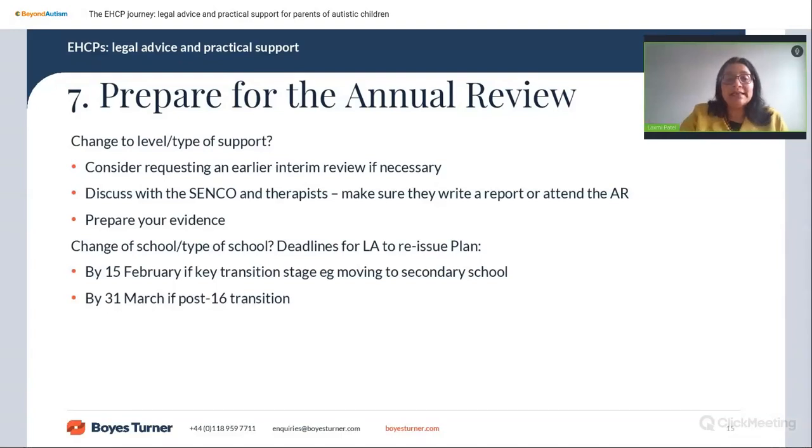There are 2 specific deadlines following on from an annual review and ahead of transitions. For secondary schools, the local authority must have issued a decision with a new school named for the secondary placement by the 15th of February. And for post-16 placements, they must have done it by the 31st of March.